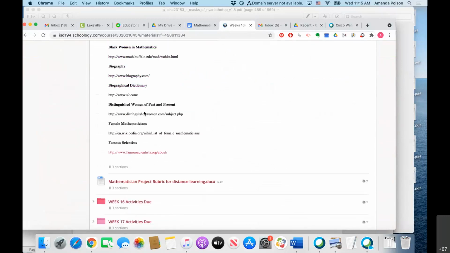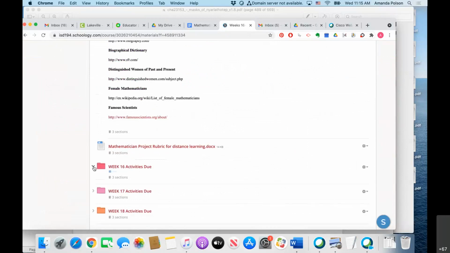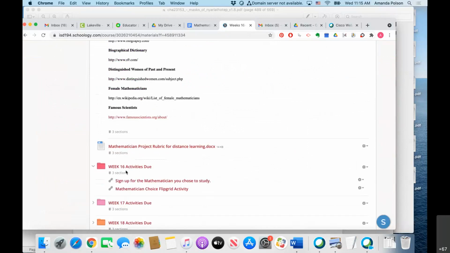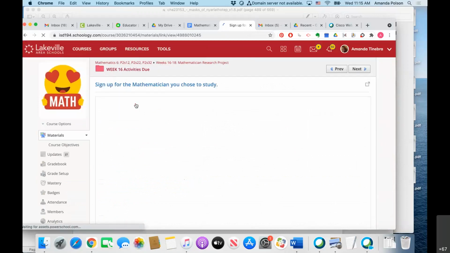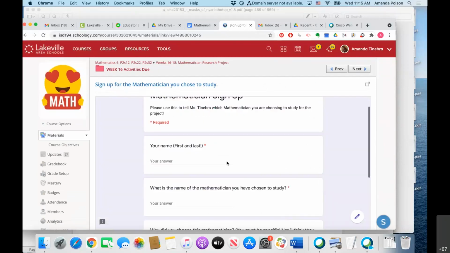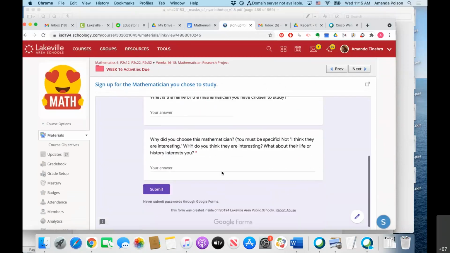you can go down, and in week 16, there's 2 things that are due. So that's this week. This week, there's 2 things due once you pick your mathematician. So once you've chosen your mathematician, the first thing you're going to do is sign up for the mathematician you chose to study. So this is a Google form. You're going to tell me your name, who you chose to study, and why you think they are interesting. At least 2 interesting things that you found about them.